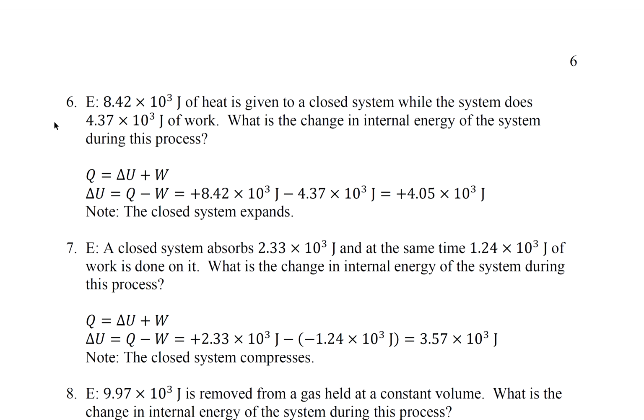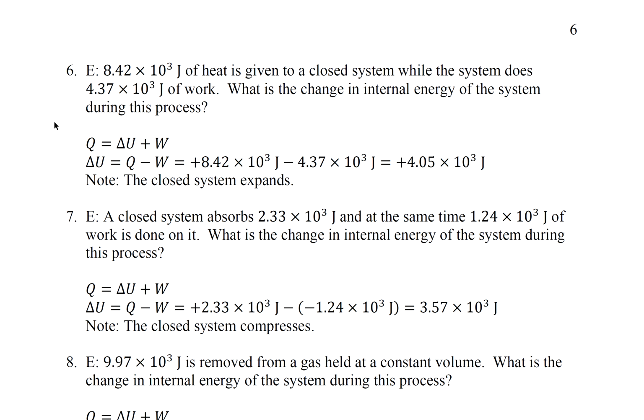Question 6. 8.42 times 10 to the 3 joules of heat is given to a closed system while the system does 4.37 times 10 to the 3 joules of work. What is the change in internal energy of the system during this process? So we start with this equation. It says change in internal energy, so just solve for delta U.